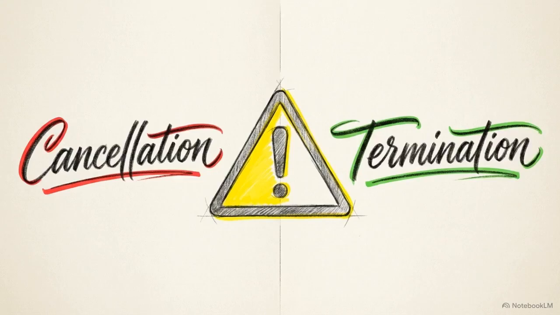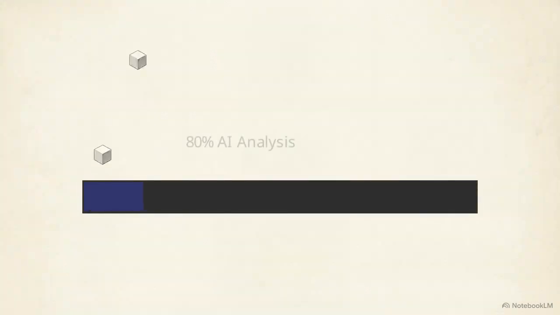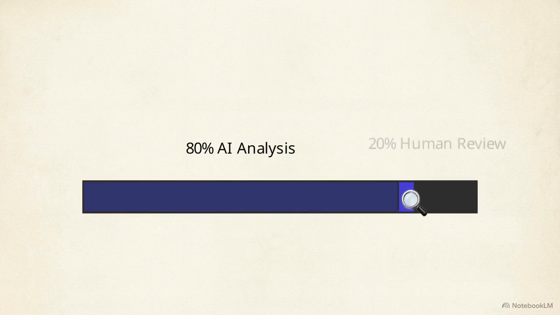The system will occasionally misinterpret nuance and flag items as gaps that are actually accounted for elsewhere in the text. Look at this progress bar. Deep Research gets you 80% of the way there in a fraction of the time. The final 20% strictly requires critical human review.